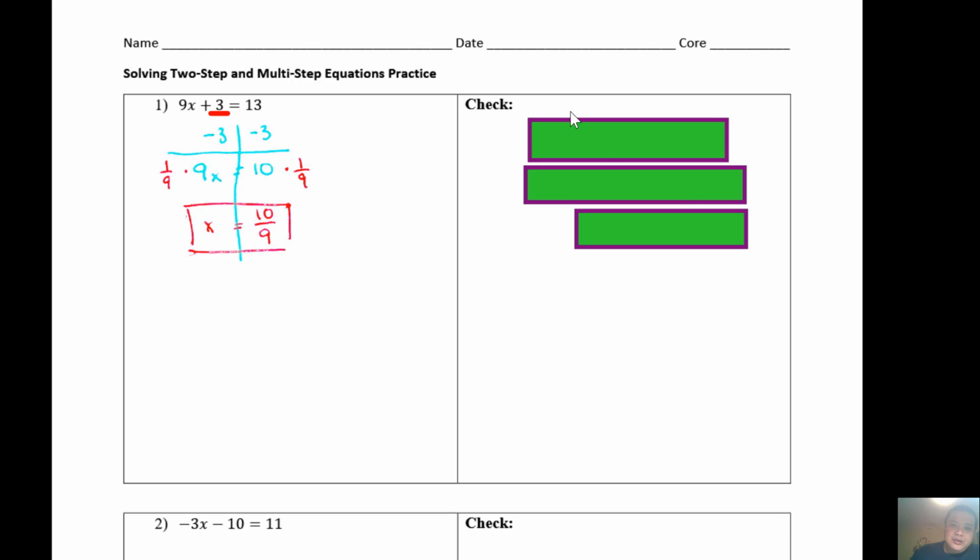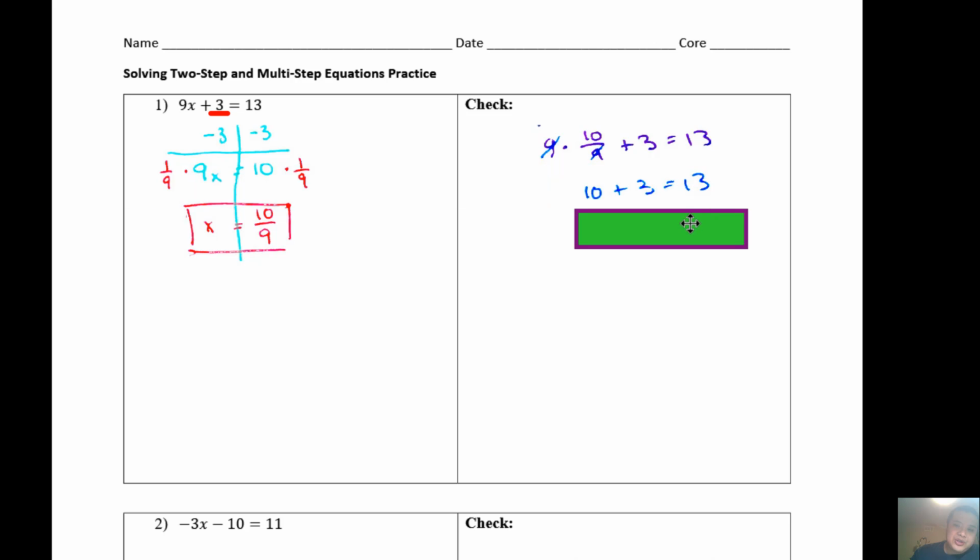And what we get is 9 times 10 ninths plus 3 should get us 13. The 9's can cancel out with each other, so we get 10 plus 3 equals 13. So 13 equals 13. So that means we did it correctly.